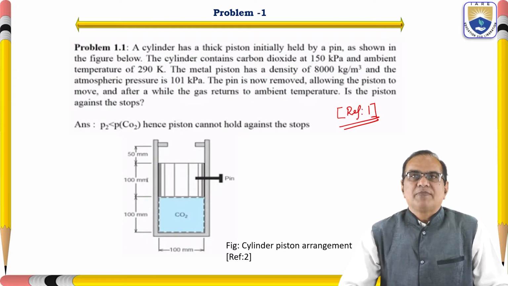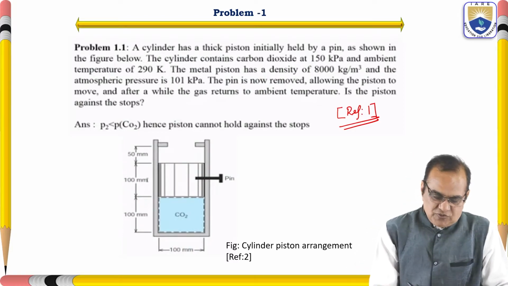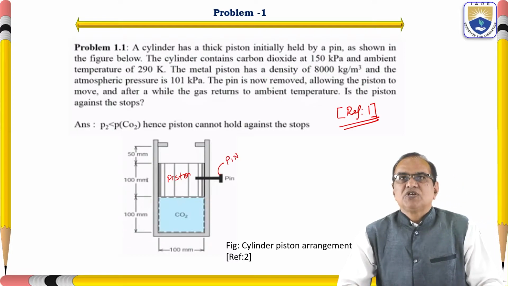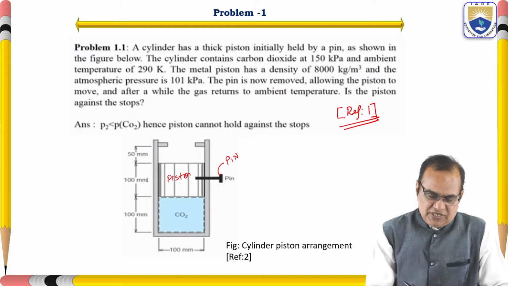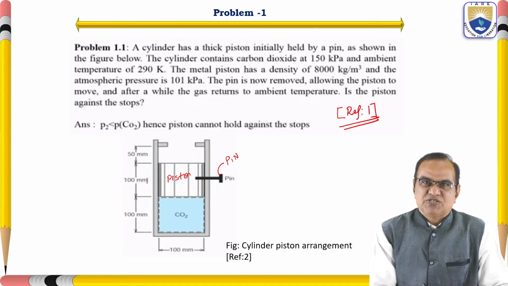Problem 1.1: A cylinder has a thick piston initially held by a pin as shown in the figure. Here you can see the piston, and here we have the pin. The height of this piston is 100 millimeter, as shown in this diagram. Below is the CO2, and this green region is your system. This is the piston and this is the atmosphere here. It is open.